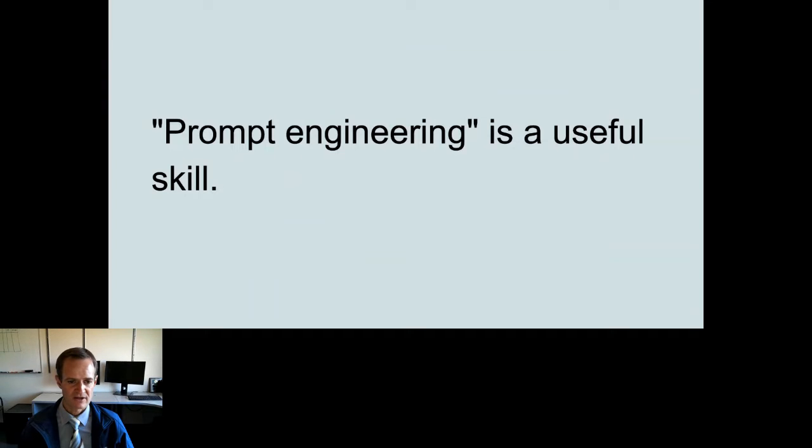Prompt engineering, or this idea of figuring out how to exactly interact with large language models, that's also a useful skill that I think will become more and more important. If we can get good at that, then we may be able to be even more efficient in using these models.